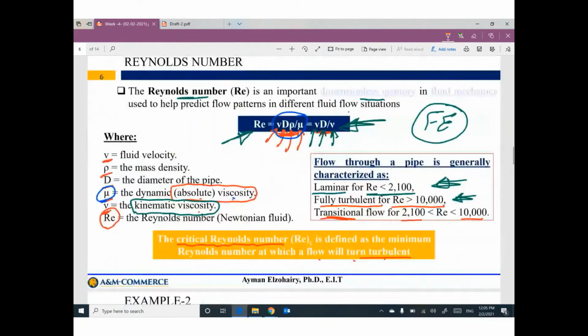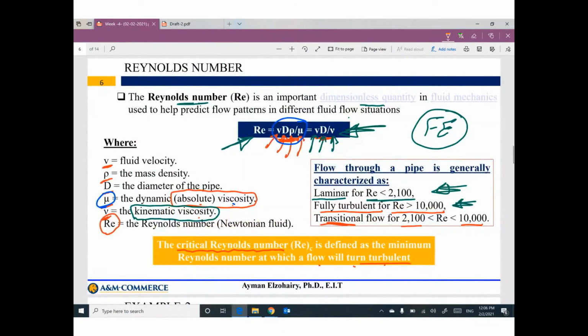So what is the meaning of Reynolds number? It is a very important dimensionless number in fluid mechanics, used to help predict the flow pattern in different flow situations. I can use this equation or this equation to find it, based on the available information. Based on the Reynolds number, I can determine what type of flow you have: laminar flow, fully turbulent flow, or in between, transition.